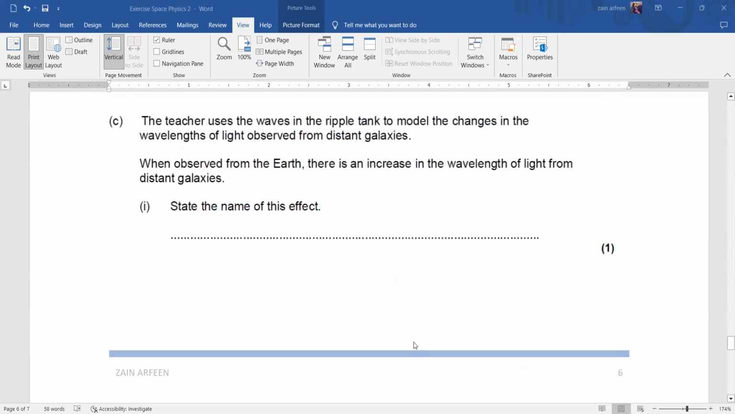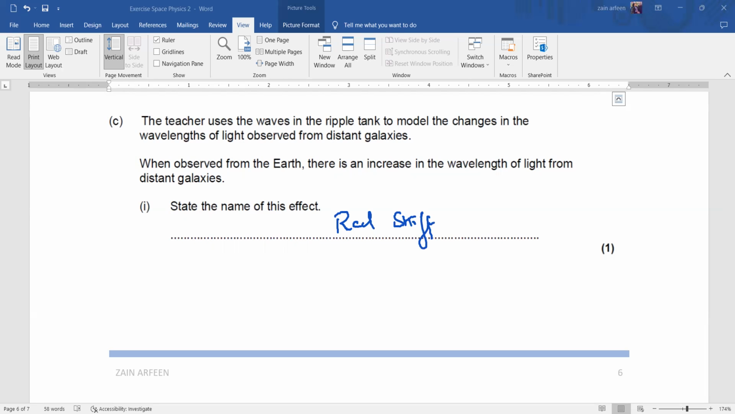The question says there is an increase in wavelength of light from a distant galaxy when observed from the Earth. What do we call this effect? When we observe that the wavelength increases, what do we call this effect? The Doppler shift is a change in wavelength, but specifically when it is related to galaxies moving away from us, we call it a redshift.